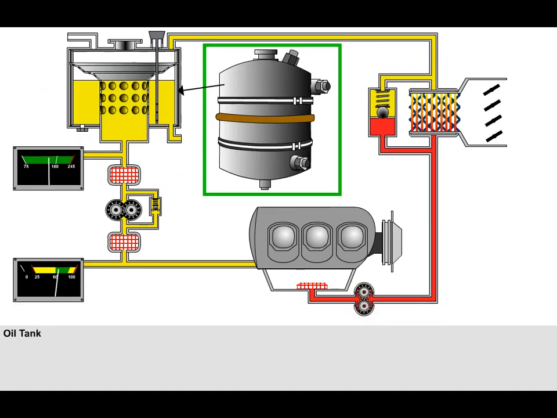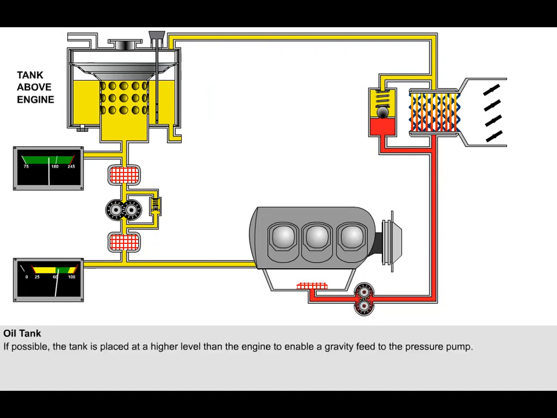Oil tanks are made of sheet metal. They are fitted with baffles and strengthened internally to prevent damage due to the oil surging during aircraft maneuvers. The tank is placed, whenever possible, at a higher level than the engine to enable a gravity feed to the pressure pump. The tank forms a reservoir of oil, large enough for the engine's requirements, plus an airspace. The airspace is necessary to cater for several situations.